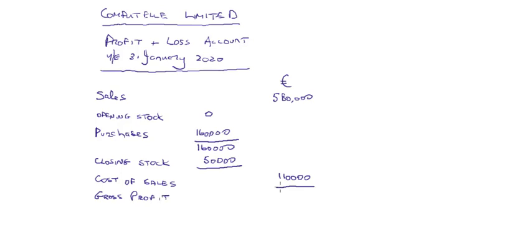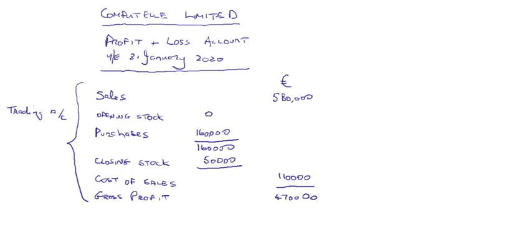Okay, and the gross profit is 470,000. Sometimes we refer to that part of this profit and loss account as the trading account. Sometimes the whole thing is called the trading profit and loss account.